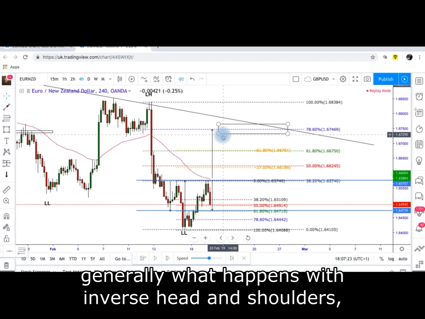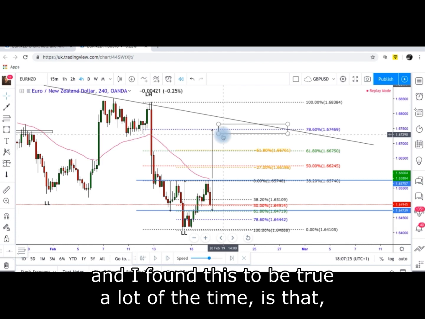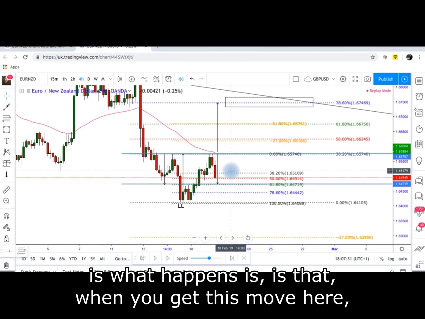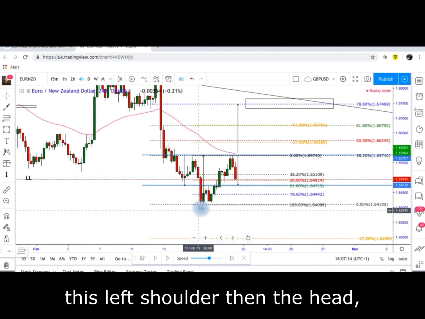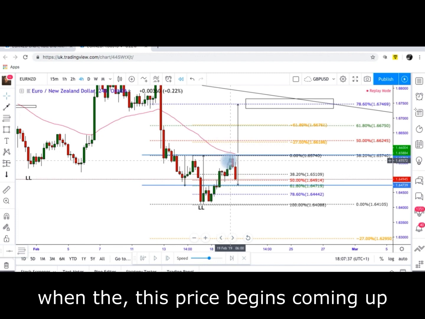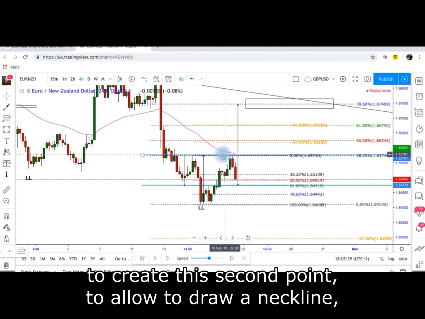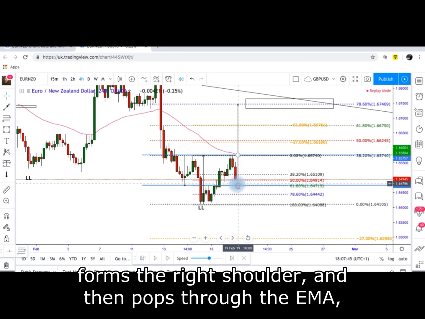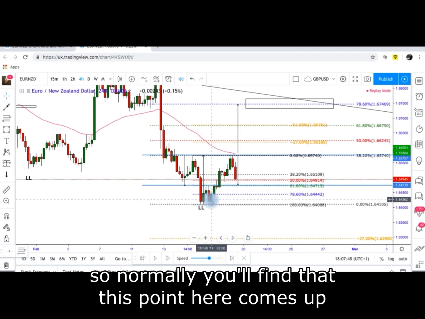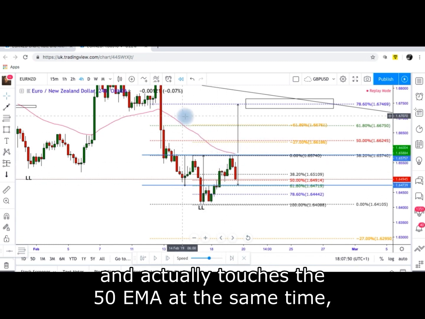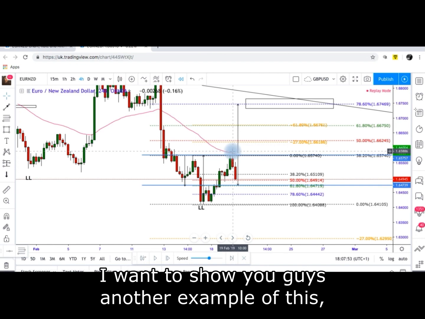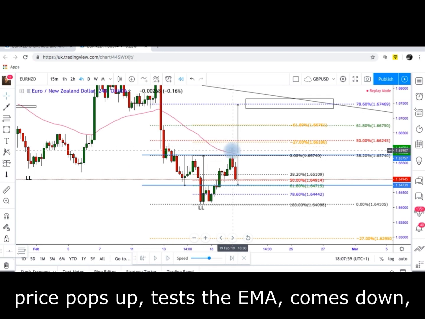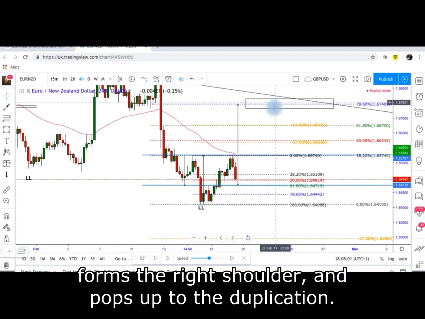Now, generally what happens with inverse head and shoulders, and I found this to be true a lot of the time, is that when you have a 1 hour head and shoulders, when you get this move here, this left shoulder and the head, when this price begins coming up to create this second point to allow you to draw a neckline, normally it rejects the EMA, comes down, forms the right shoulder, and then pops through the EMA. So normally you'll find that this point here comes up and actually touches the 50 EMA at the same time. I want to show you guys another example of this, but it works beautifully in the sense that price pops up, tests the EMA, comes down, forms the right shoulder, and pops up to the duplication.